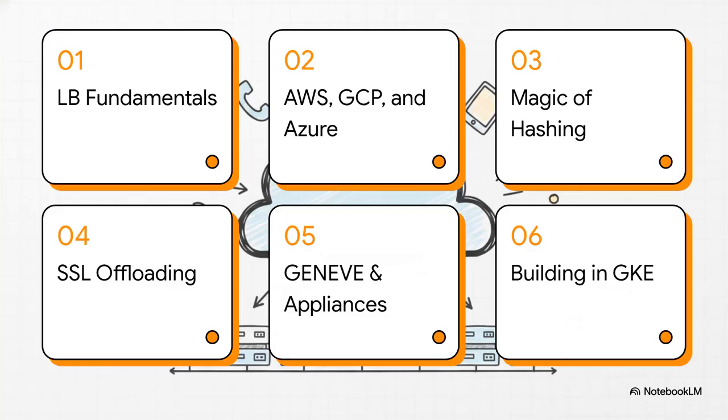Here's our agenda, and we've structured it kind of like peeling an onion. We'll start with Cloud Load Balancer fundamentals, then look at AWS, GCP, and Azure. Next up is the magic of hashing, followed by securing traffic with SSL offloading. Then we'll hit Geneve and virtual appliances, and finally wrap up with building in GKE.